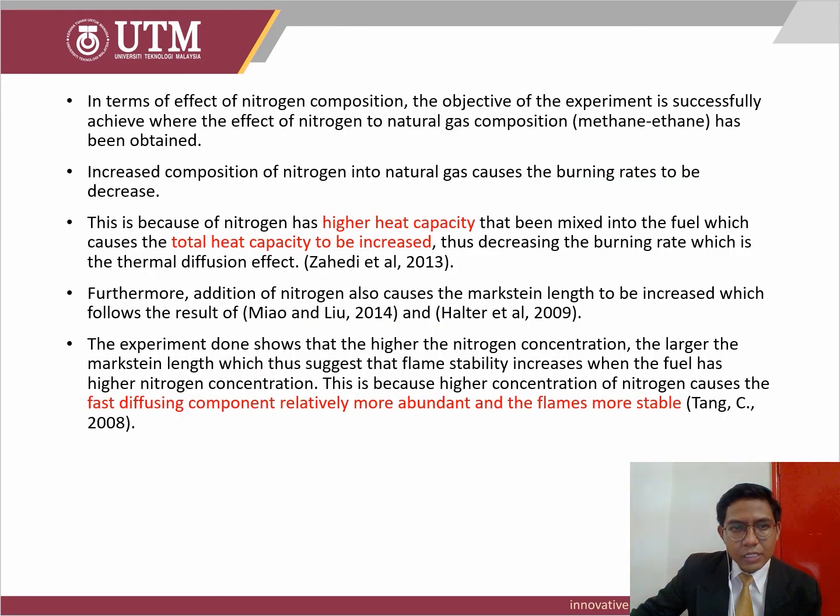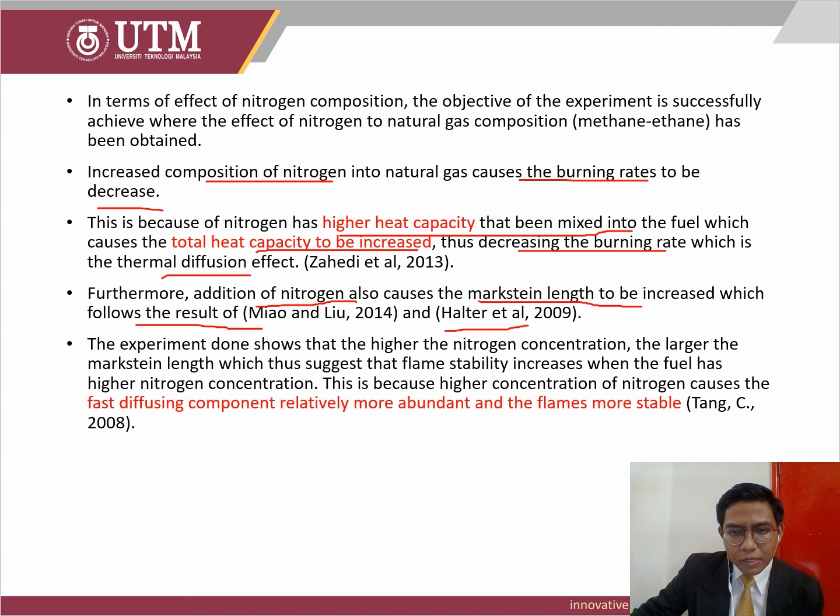Based on the conclusion, in terms of the effect of nitrogen composition, the increased composition of nitrogen causes the burning rate to decrease. This is because higher heat capacity has been mixed into the fuel, which causes the total heat capacity to increase, thus decreasing the burning rate, which is the thermal diffusion effect. Furthermore, the addition of nitrogen also causes the Markstein length to increase, which follows the results of Liu and Hart et al. Thus, this research follows the trend of this previous research in terms of the increasing composition of nitrogen gas, in terms of their trend of burning rate and the Markstein length. That's all from me. Thank you.